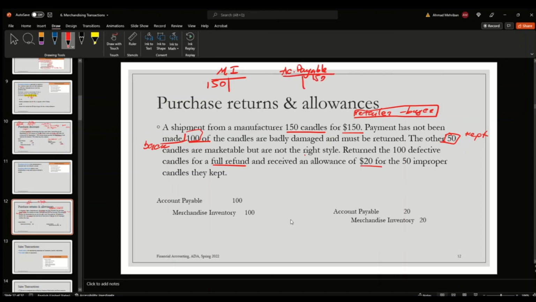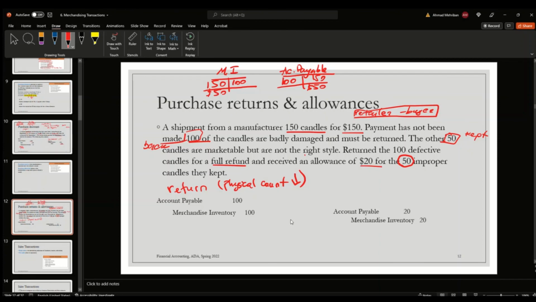Now that the return has been made, account payable has to go down, because I've returned 100 of those candles. So I have now 50 candles, and therefore my account payable goes down. Now I owe only $50. Don't forget, this is all money. The merchandise inventory now is 50, so we keep those 50. In the return, the physical count also goes down, because we physically return those candles.